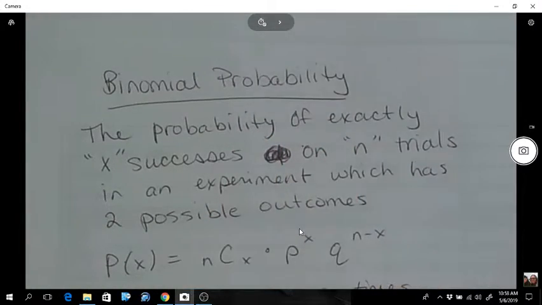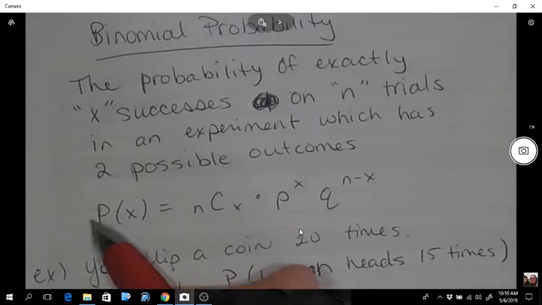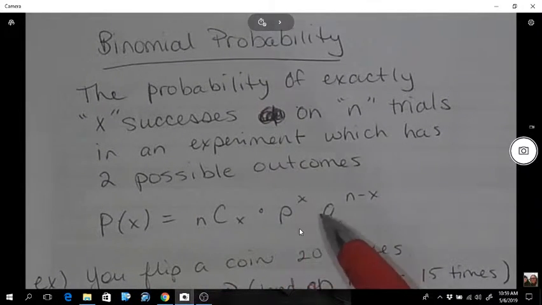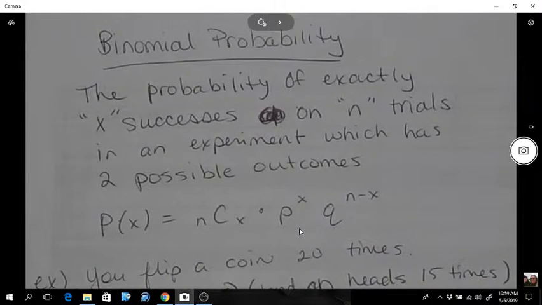Okay, I'm going to introduce binomial probability. The definition of binomial probability is the probability of exactly X successes on an amount of trials in an experiment that has two possible outcomes. So this is the formula. The probability of X is n choose X, p to the X, q to the n minus X. Okay, so let's see how this works.